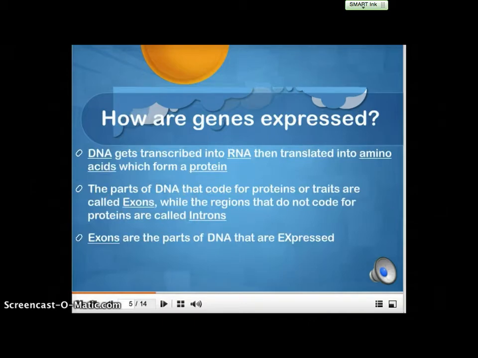So how are genes expressed? Well, DNA gets transcribed into RNA. Then it's translated into amino acids, which form a protein. You might remember this from the last lecture on the central dogma. The parts of DNA that code for proteins or traits are called exons, while the regions that do not code for proteins are called introns. Exons are parts of DNA that are expressed. You can remember it because the EX on the beginning of the word exons matches the EX on the word expressed.